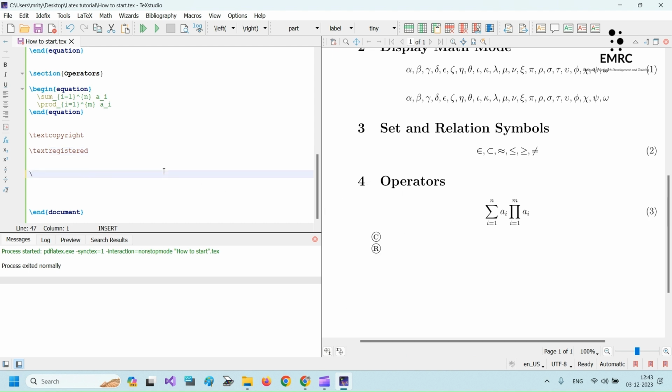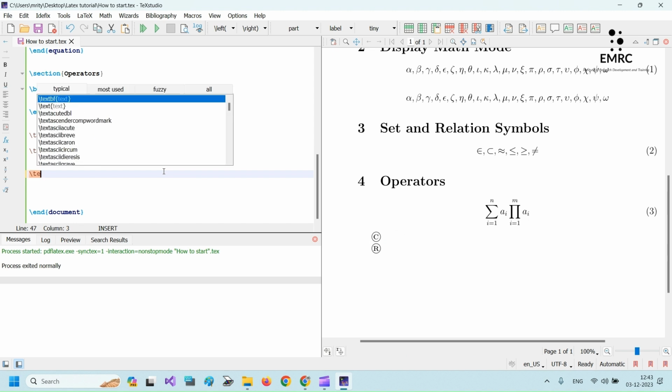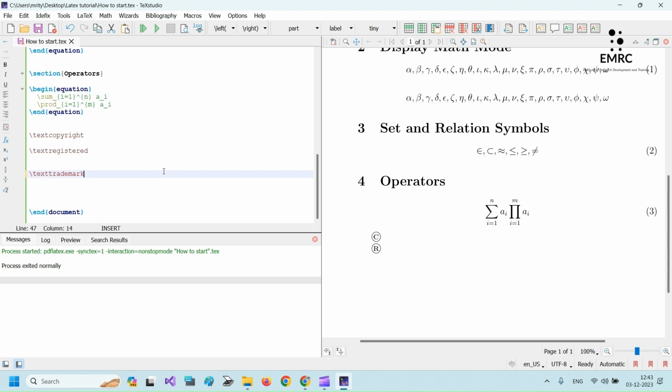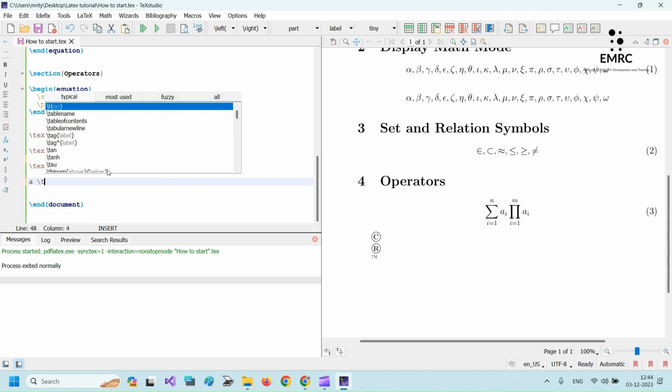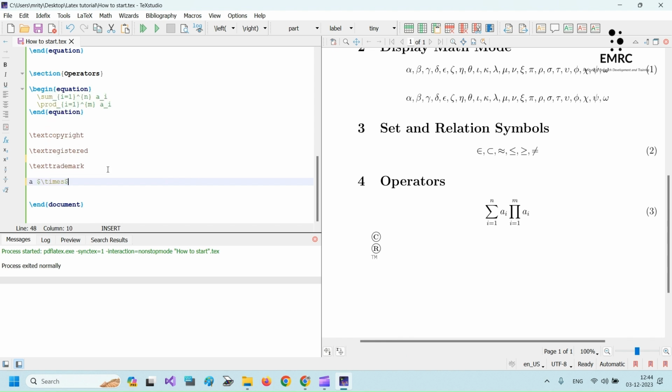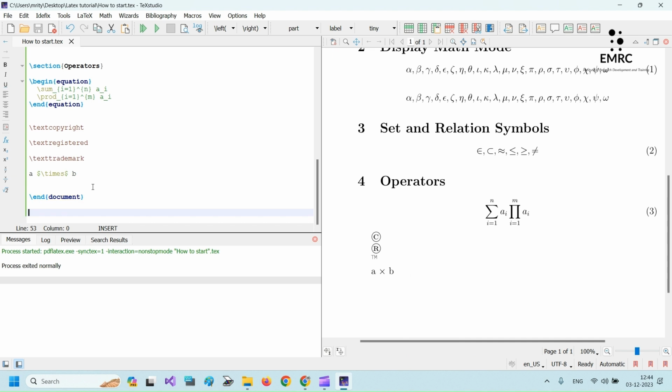You want to make a trademark symbol, write texttrademark. You can see here. Then suppose you want to write A cross B. A, simply write times B. Compile it. You can see A cross B. So a lot of other symbols are there. You have to further explore that.